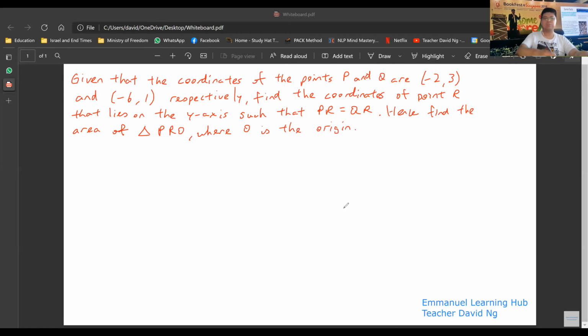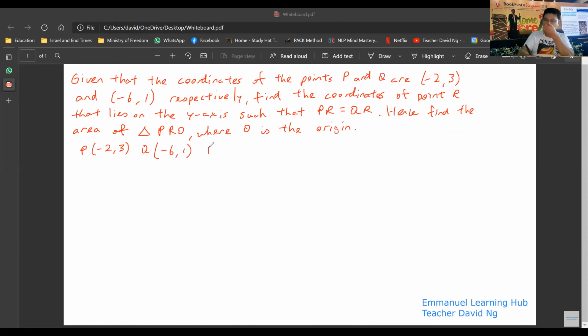Okay, how to do this question? Any idea? Slightly more challenging, right? Not so straightforward now. So you have coordinates of P and coordinates of Q. My coordinates of P is minus 2, 3. Coordinates of Q is minus 6, 1. So they want you to find coordinates of R, right? And R lies on the y-axis. What does that mean?